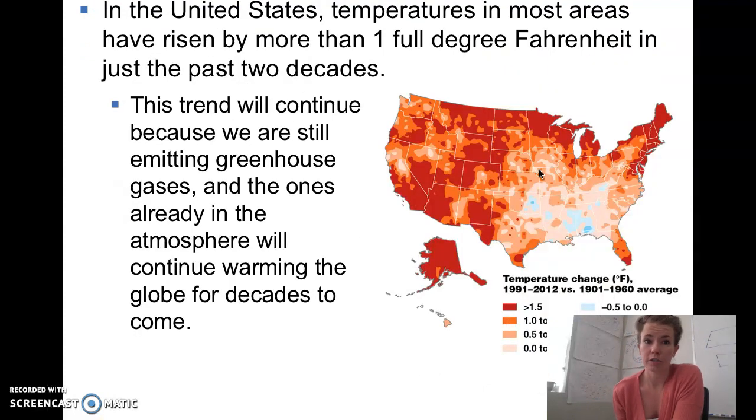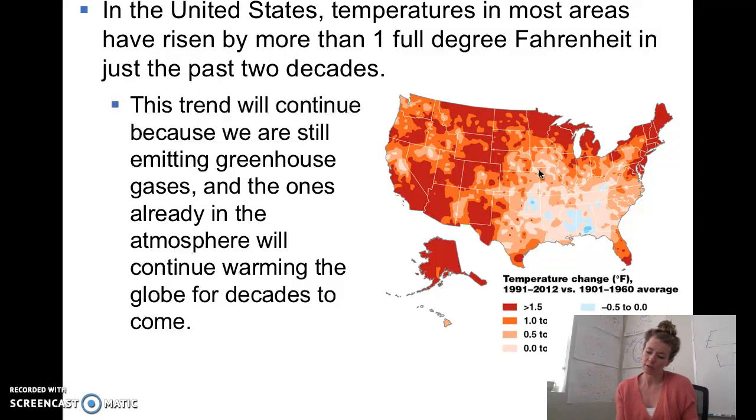And in the US, temperatures in most areas have risen by more than 1 full degree Fahrenheit in the past 2 decades. I like that they changed that to Fahrenheit for us. So again, this might not seem like much, but it is exceedingly rapid change and enough to cause countless impacts. And this trend will continue because we are still emitting greenhouse gases, and the ones that are already in the atmosphere will continue to warm for decades and decades because they have a long residence time. At the end of the 21st century, the IPCC predicts global temperatures will be 1 to 3.7 degrees higher than today. So it's going to keep happening.